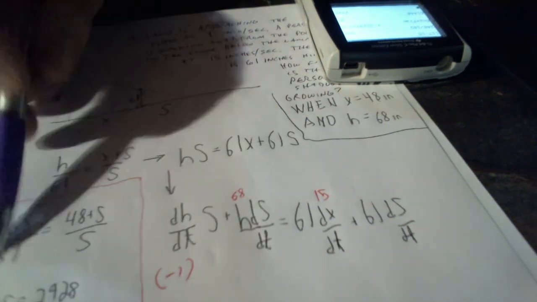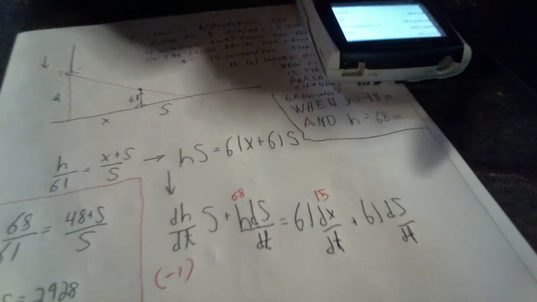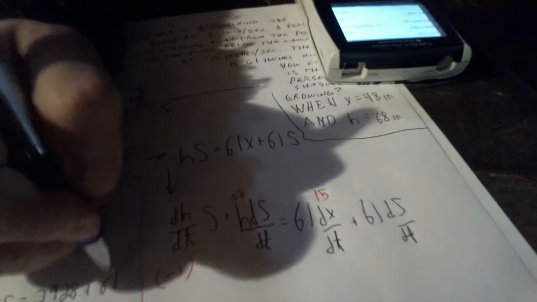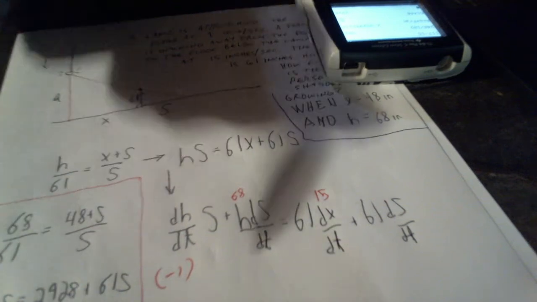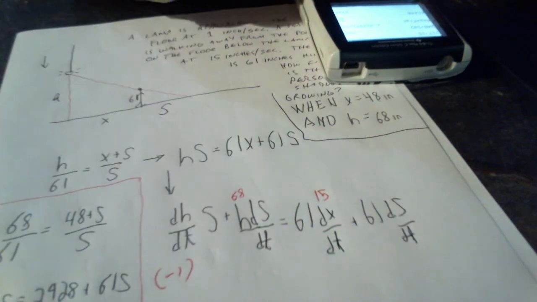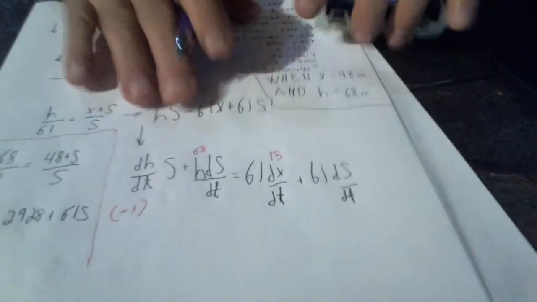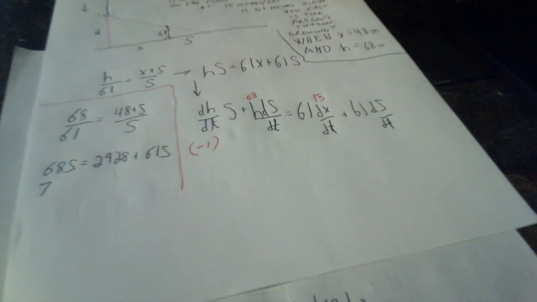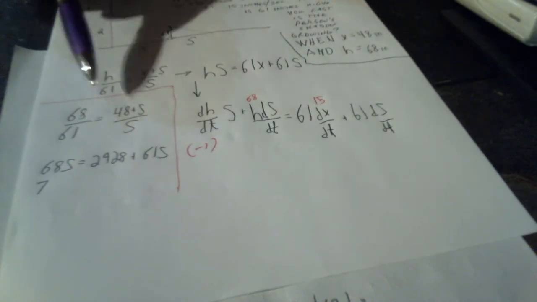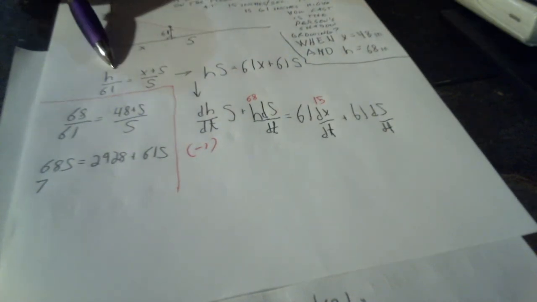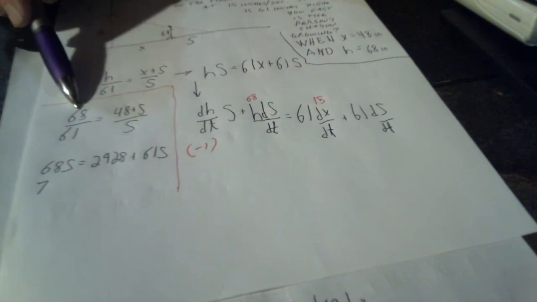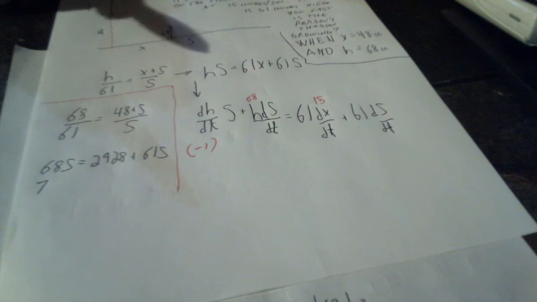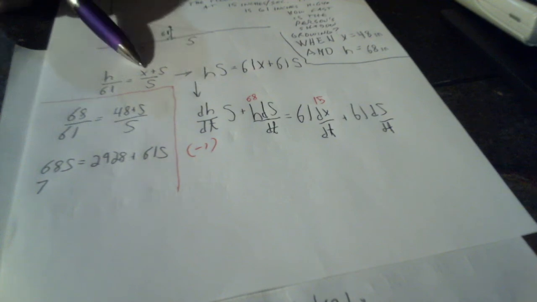All right, so that's 61 times 48 plus 61s. So I'm going to subtract the 61s from the 68s. That's 7s. Hang on, I'm on it. Sorry, you guys. There we go. So the same proportion as we had, just putting in the fixed moment information for h, finding what s has to be, and the fixed moment stuff for x as well.